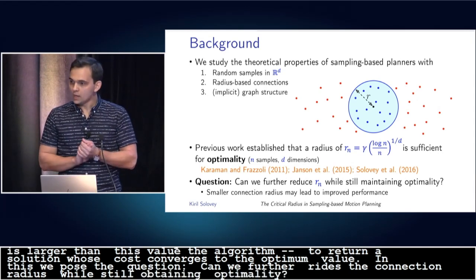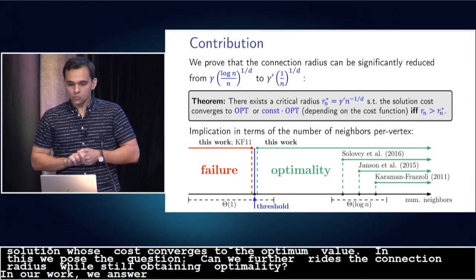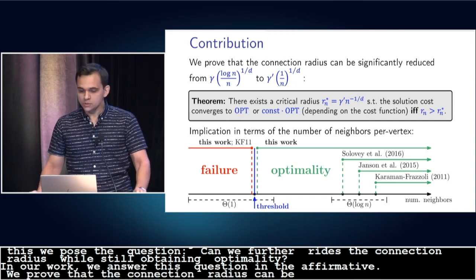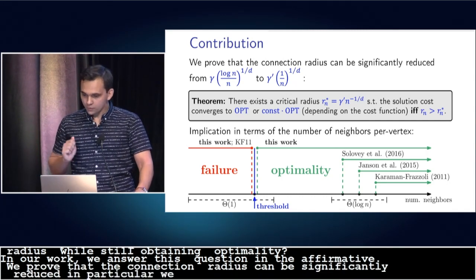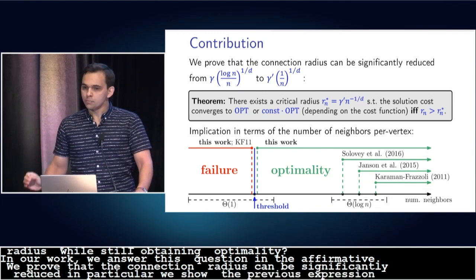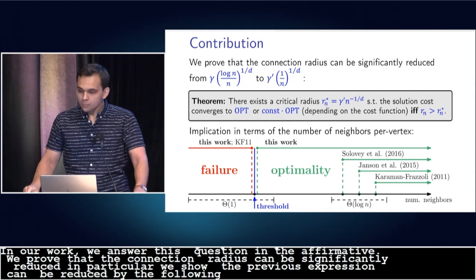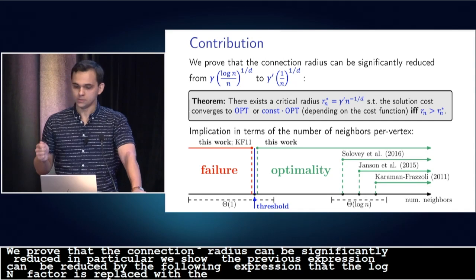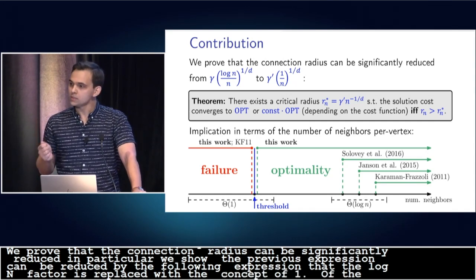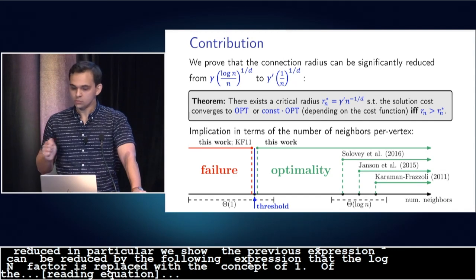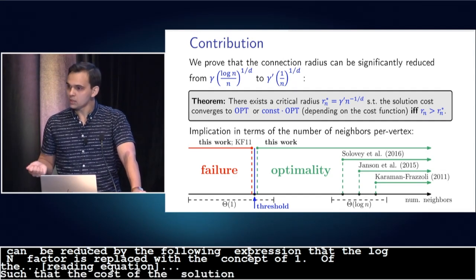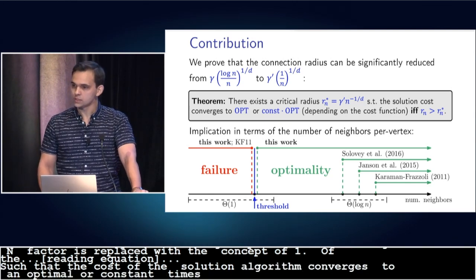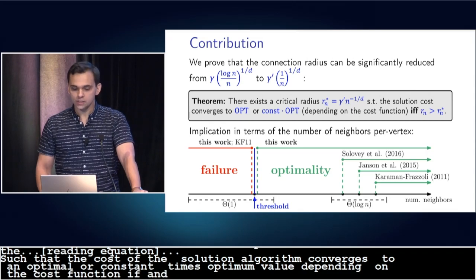So in our work, we answer this question in the affirmative. We prove that the connection radius can be significantly reduced. In particular, we show that the previous expression can be reduced to the following expression, where the log n factor is replaced with a constant of 1. More formally, we prove that there exists a critical radius of the form constant times n to the power of -1 divided by d, such that the cost of the solution returned by the algorithm converges either to an optimal or a constant times optimal value, depending on the cost function, if and only if the connection radius used by the algorithm is larger than the critical value.